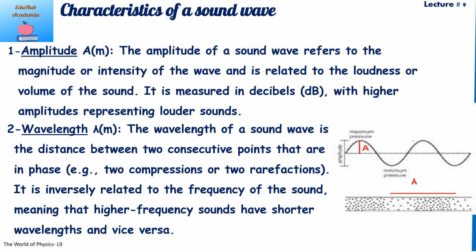Wavelength, on the other hand, lambda, measured in meters, is the distance between two consecutive points that are in phase. And what do we mean by in phase? We mean either two consecutive compressions, or two consecutive rarefactions. This is called the wavelength. The wavelength is inversely related to the frequency of the sound, meaning the higher frequency sounds have shorter wavelength and vice versa.